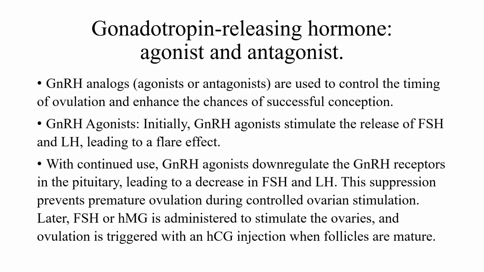GnRH agonists will first stimulate the release of FSH and LH, leading to a flare effect. However, with continuous use, the GnRH agonist will downregulate the GnRH receptors in the pituitary, leading to a decrease in FSH and LH. This suppression prevents premature ovulation during controlled ovarian stimulation. Later, FSH or human menopausal gonadotropin is administered to stimulate the ovaries and to trigger ovulation.